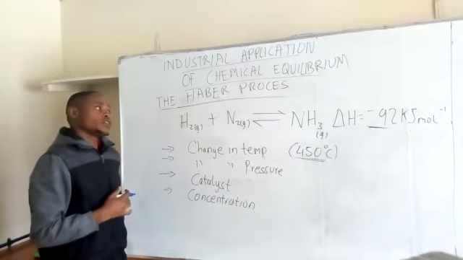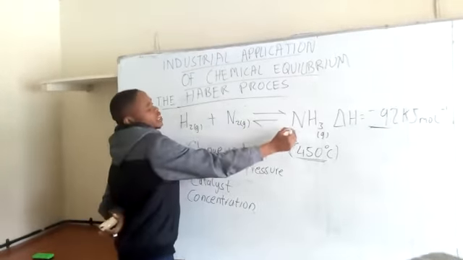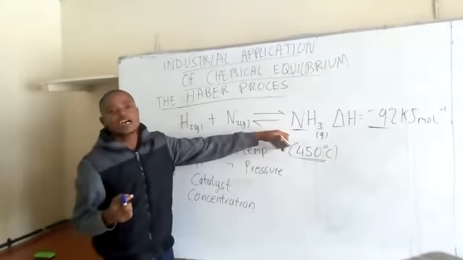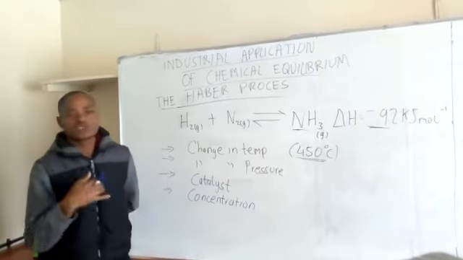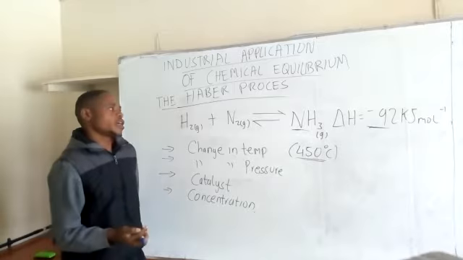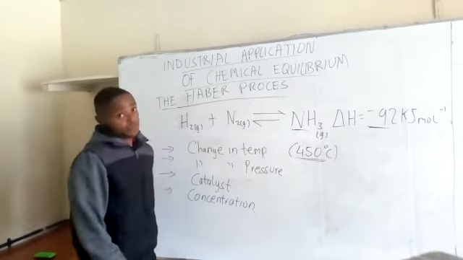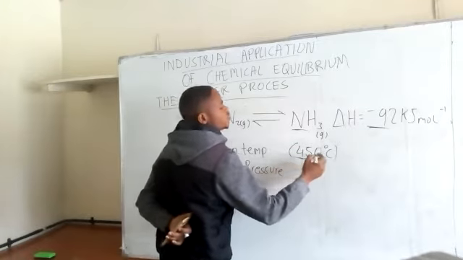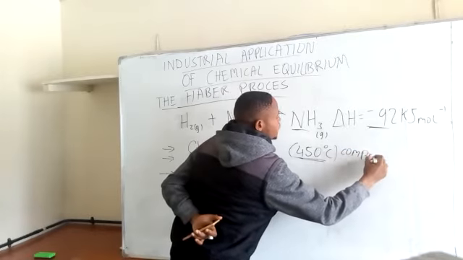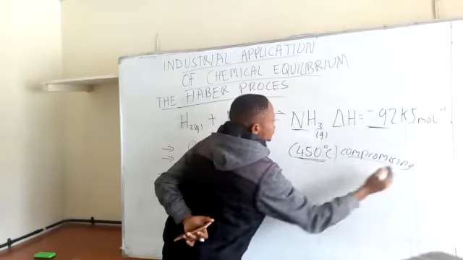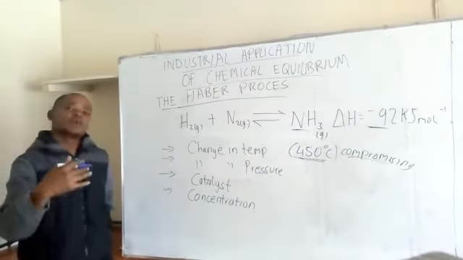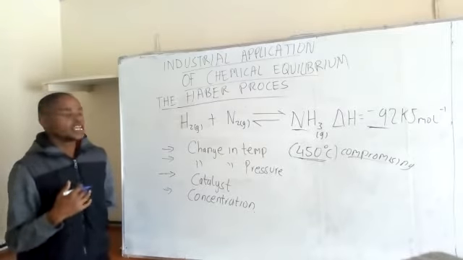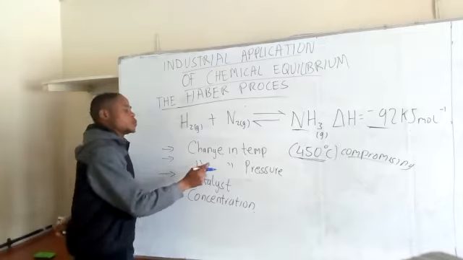Why? Lowering the temperature will favor the forward reaction. However, the rate of production of our gas here will be so slow. It is going to take several days to produce a significant amount of ammonia, which is not economical. So that's why they use the compromising temperature of 450 degrees Celsius just to make the process a bit faster, because time is a factor in any business.